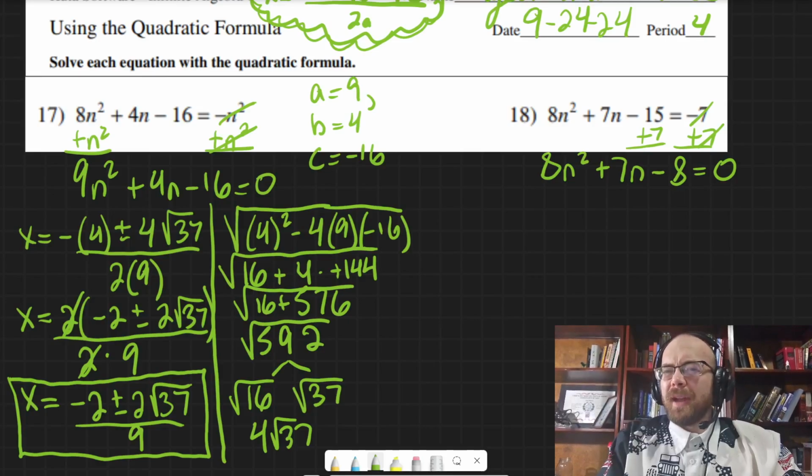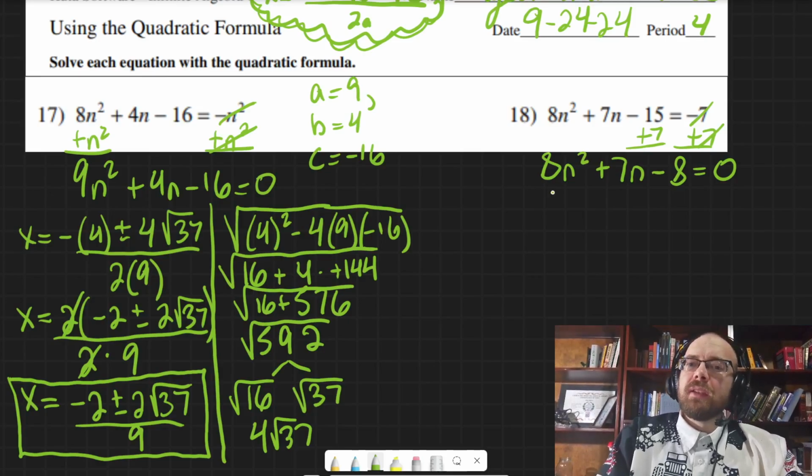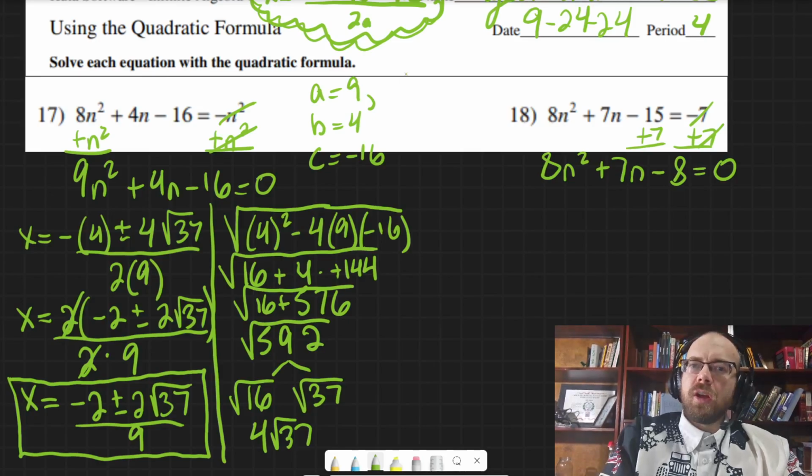I don't think any factors of 64 are going to work, not that I can think of. Yeah, because they're all going to be even factors, and then you're subtracting 2 even numbers. So that's not going to work. This one's probably going to be an irrational solution as well. So let's go ahead and just jump into it here.